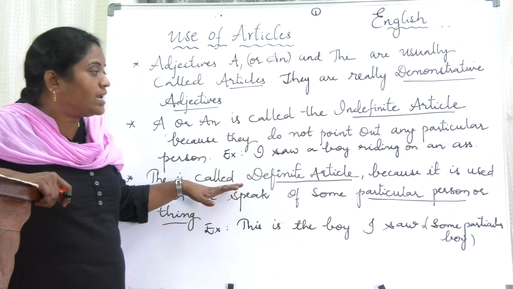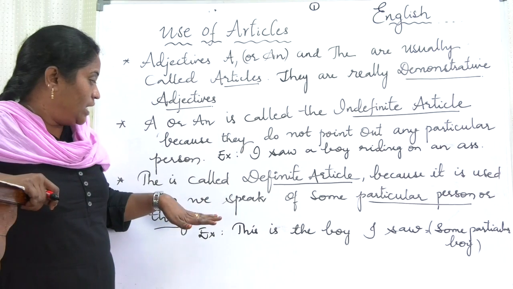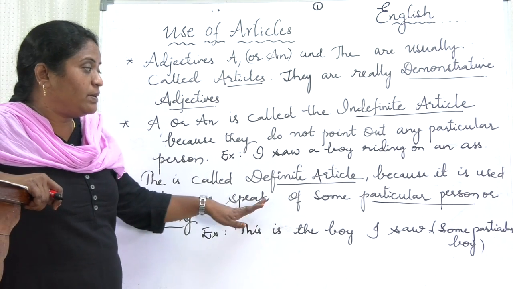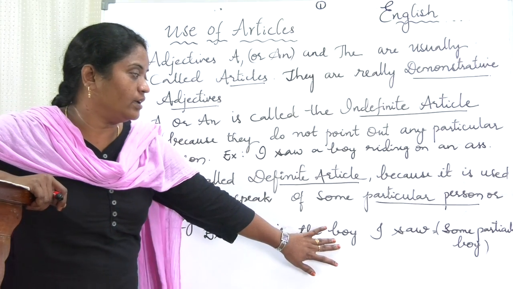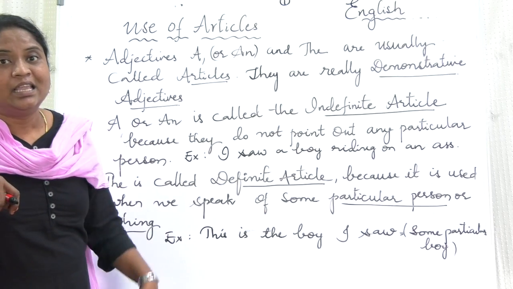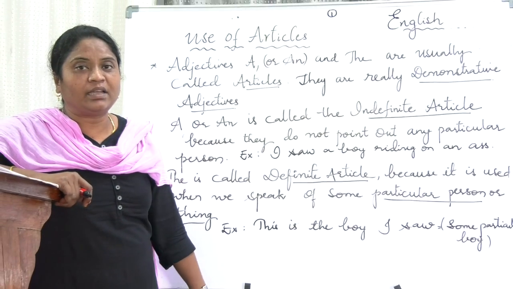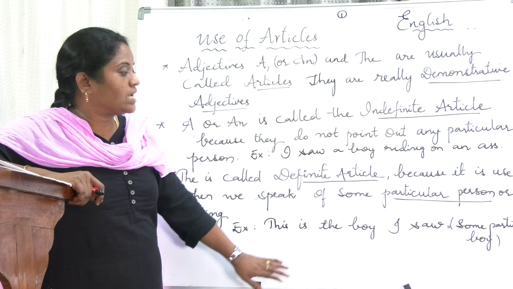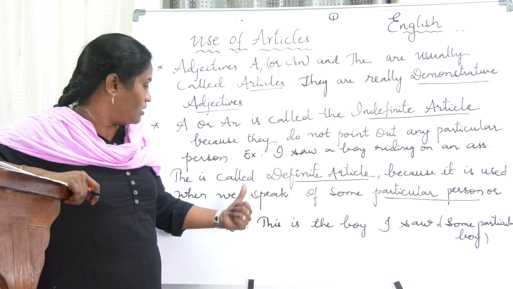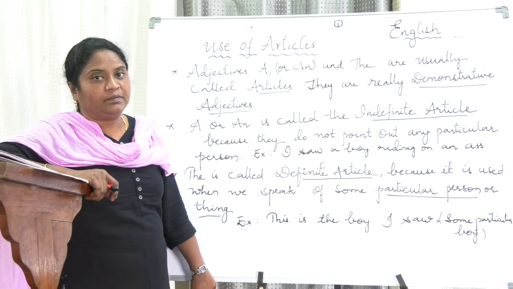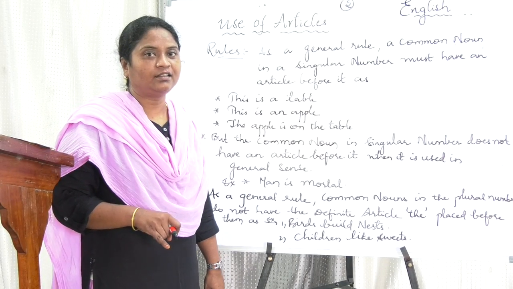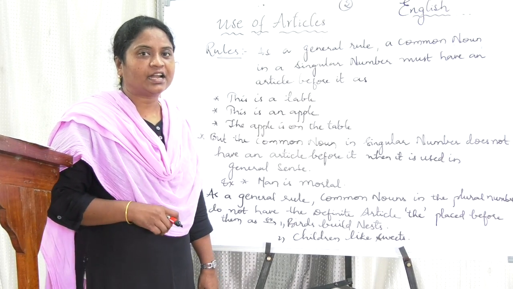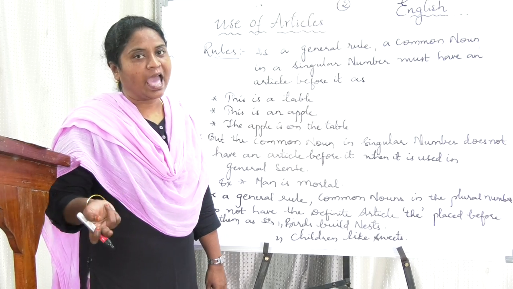Okay, whereas the definite article the is used when we speak of some particular person. For example, this is the boy, I saw him yesterday. This is the doctor whom I met yesterday. Okay, these are a few examples. This is an example for the definite article. So, we have two kinds of articles. One is the definite article, the, and the other is the indefinite articles, a or an.